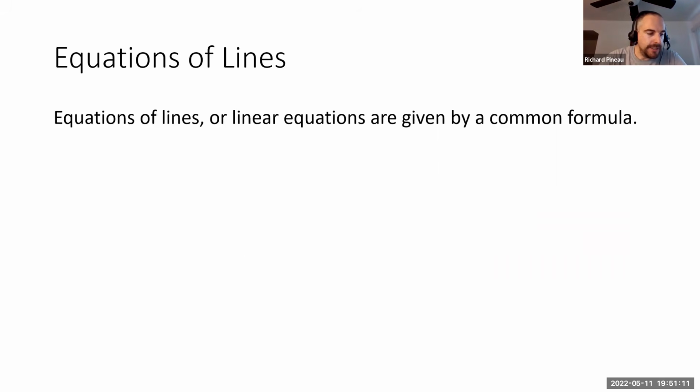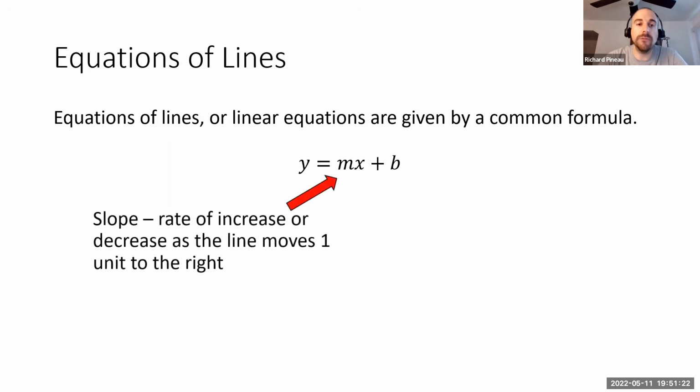The next piece to this is dealing with equations of lines, or linear equations, which are given by this common formula, y is equal to mx plus b. You may have seen this before. This is known as the slope-intercept form. So the slope is the variable m. This is known as the rate of increase or decrease as the line moves 1 unit to the right. So slope controls the steepness of the line. In other words, how it increases or decreases. So it can be thought of as a rate.